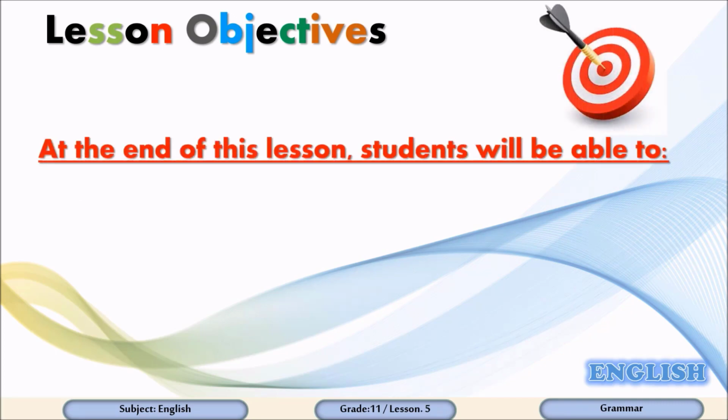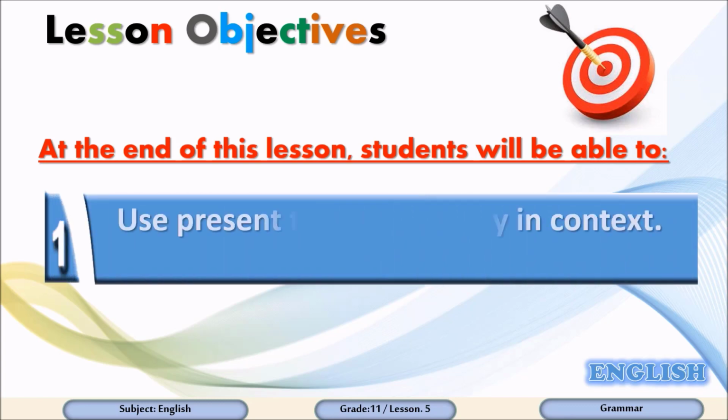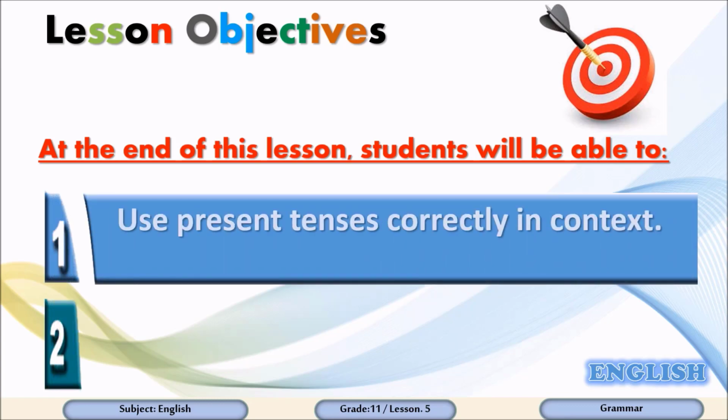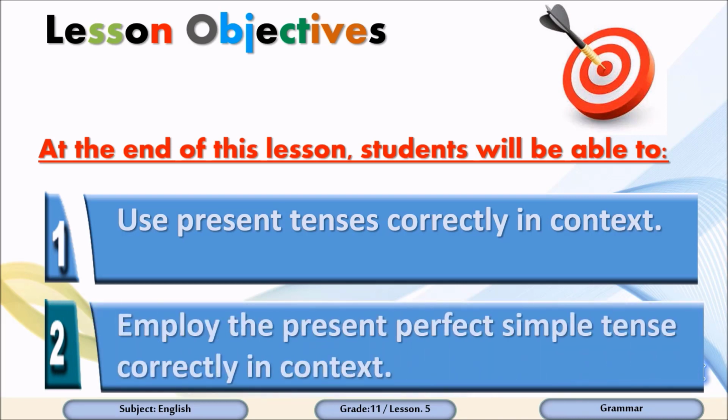At the end of this lesson, students will be able to: 1. Use present tenses correctly in context. 2. Employ the present perfect simple tense correctly in context.